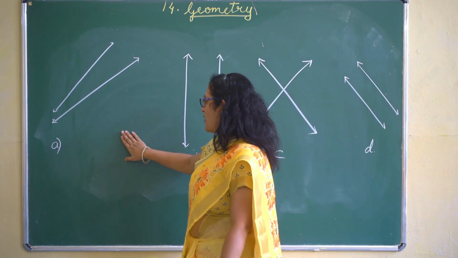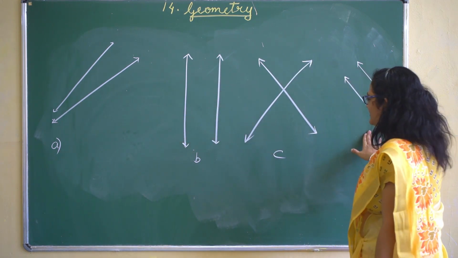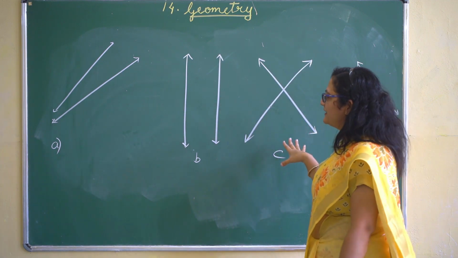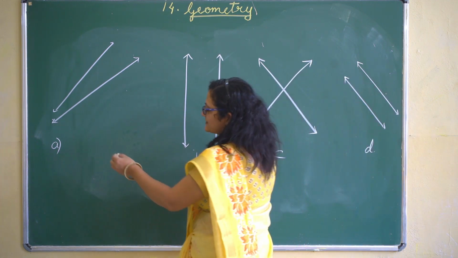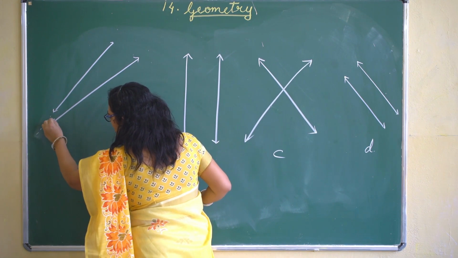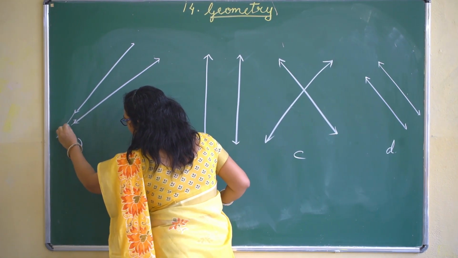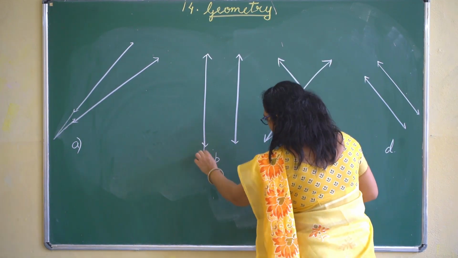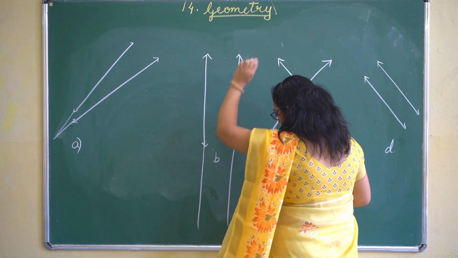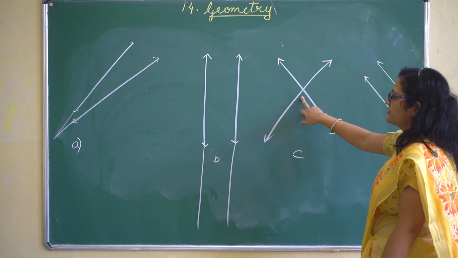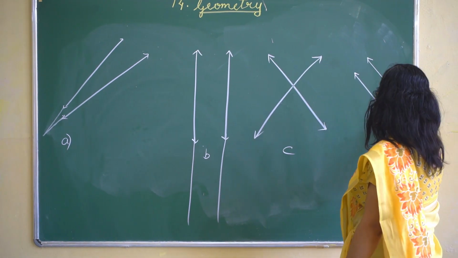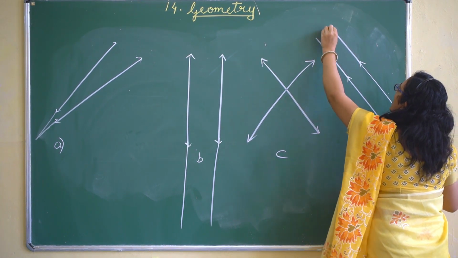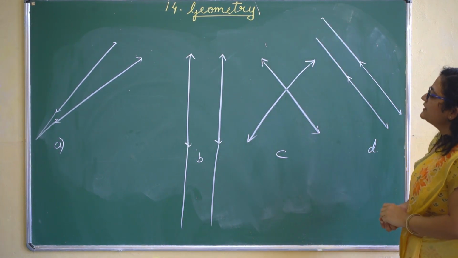Now I have drawn different types of lines. You can see two lines here, two lines here. What do you mean by these lines? If I extend these lines to a certain extent, what will happen? They will come and meet at a point. Whereas if I extend these, no matter how much, they will never meet. While this one is also meeting at a certain point. And this line, however much I extend it, will never meet.